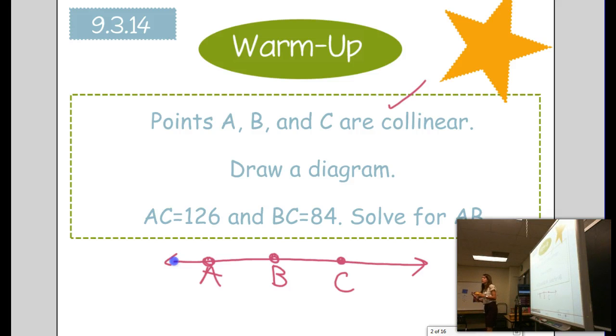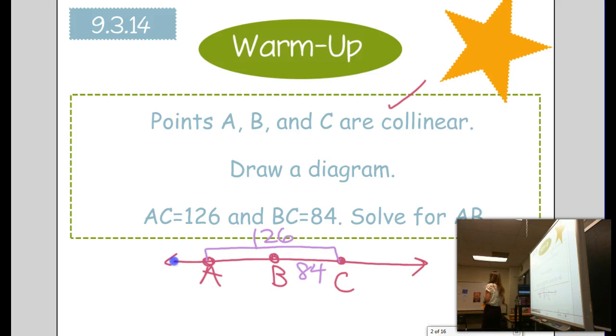So you should have drawn some sort of symbol to tell yourself that the distance from A to C is 126. That's the distance from A to C. And then what does this mean? The distance from B to C is 84.